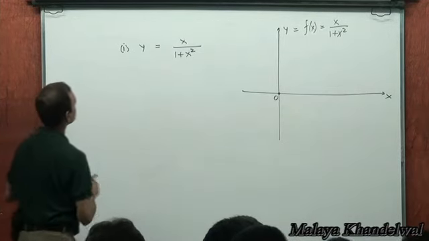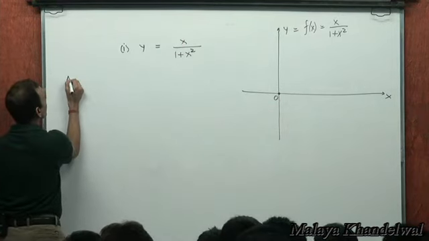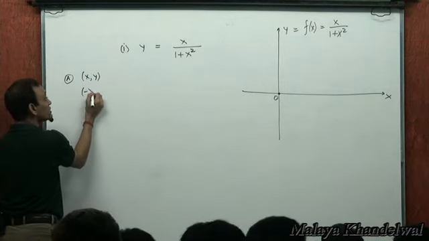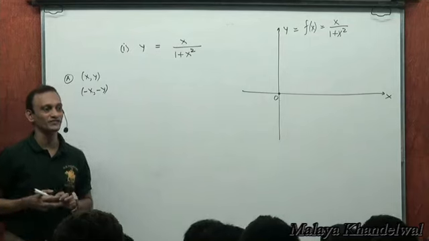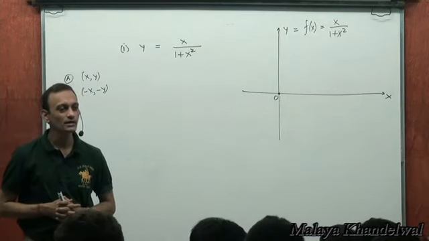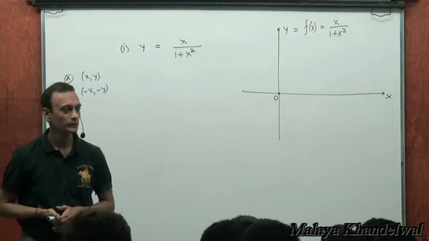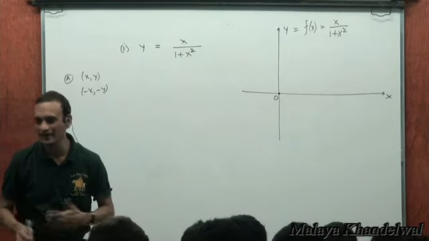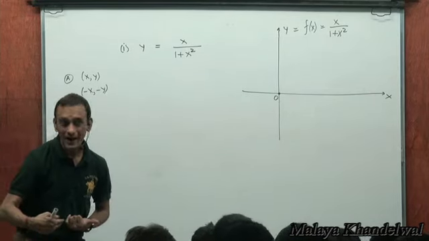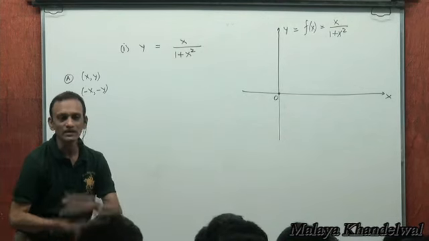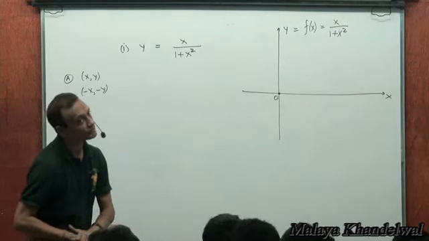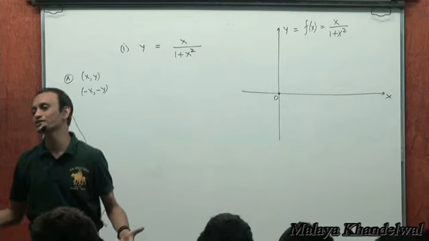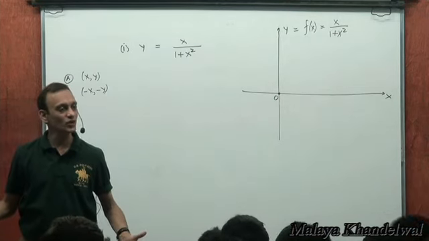Also notice that if x comma y is a point on the graph, then minus x comma minus y will also be a point on the graph of this function. Do you see that? Replace x by minus x, y will become minus y. Therefore, it will be symmetric about the origin and opposite quadrants.